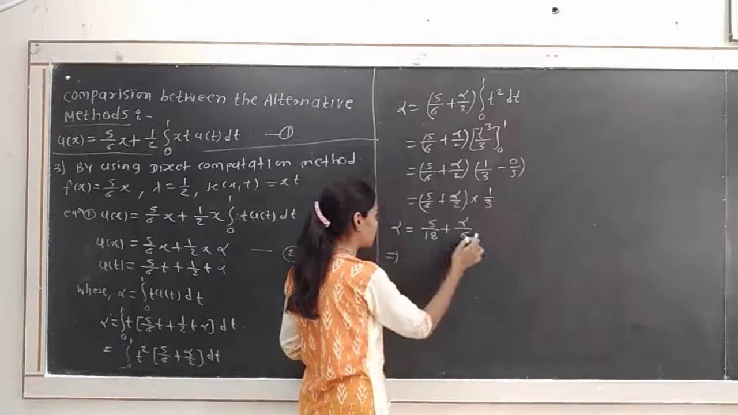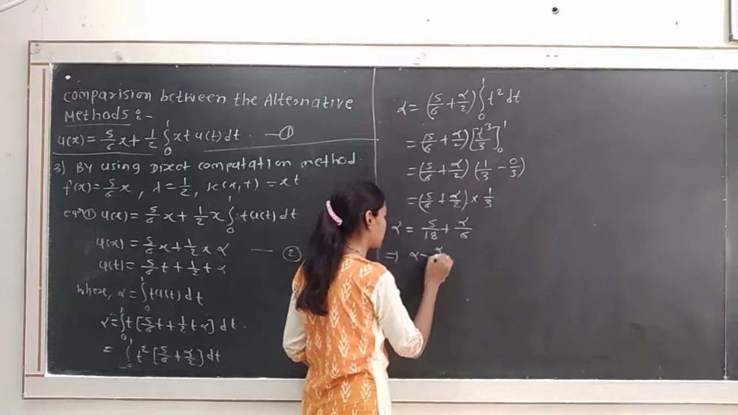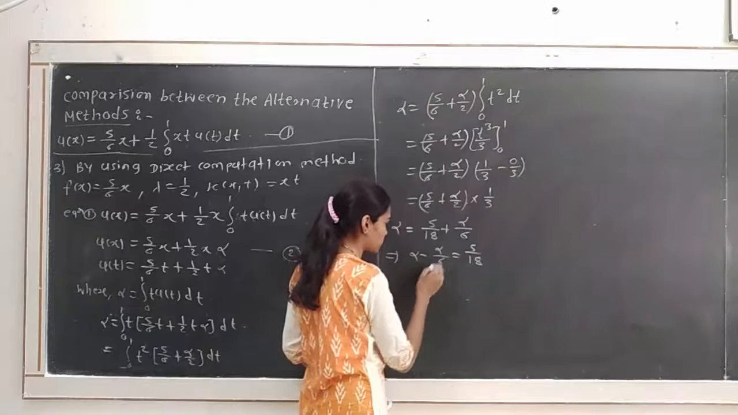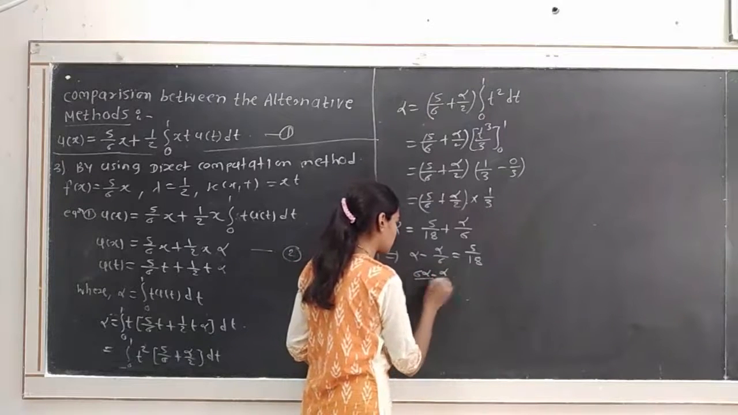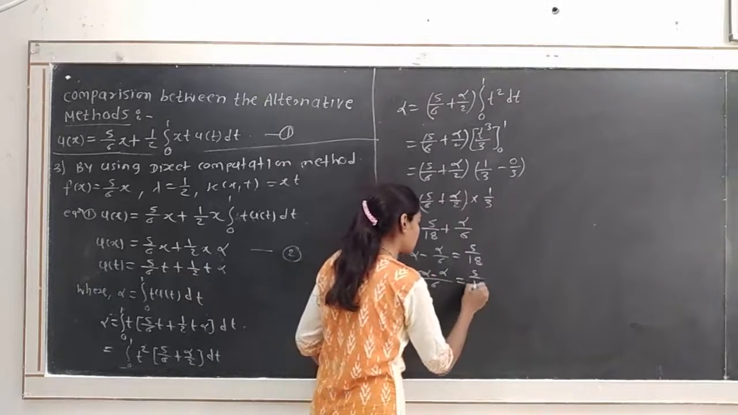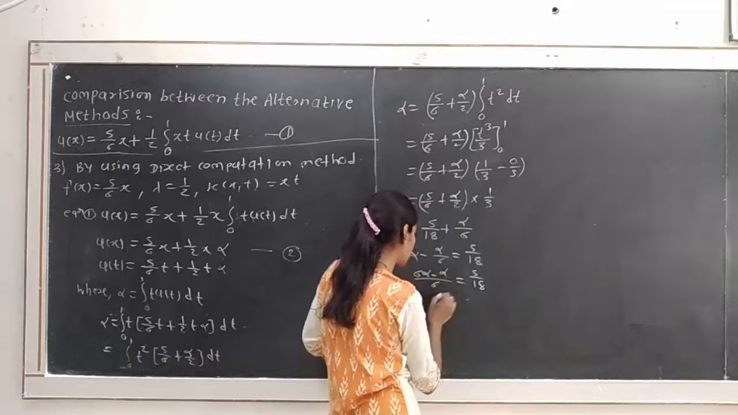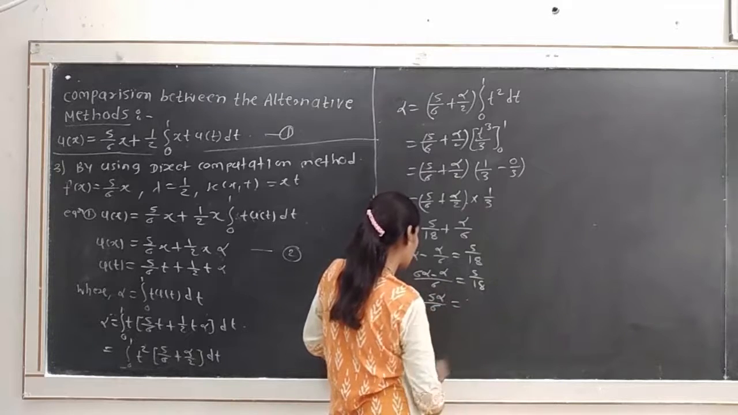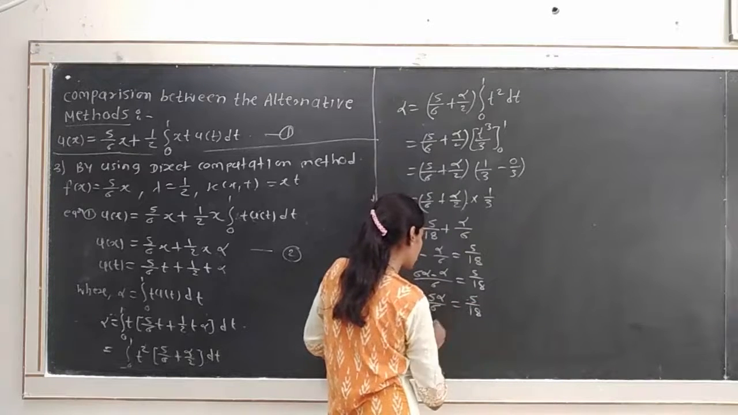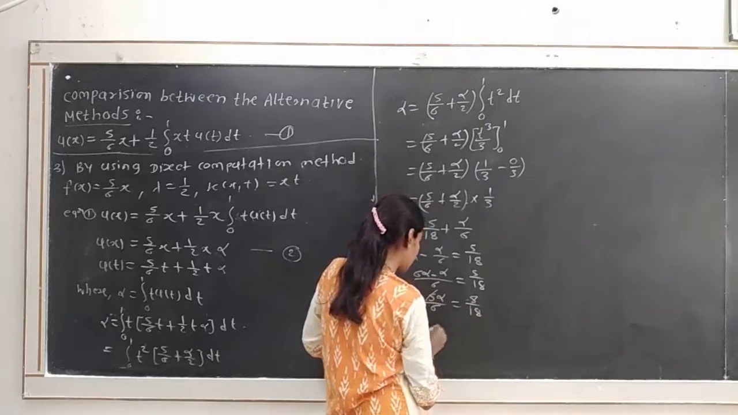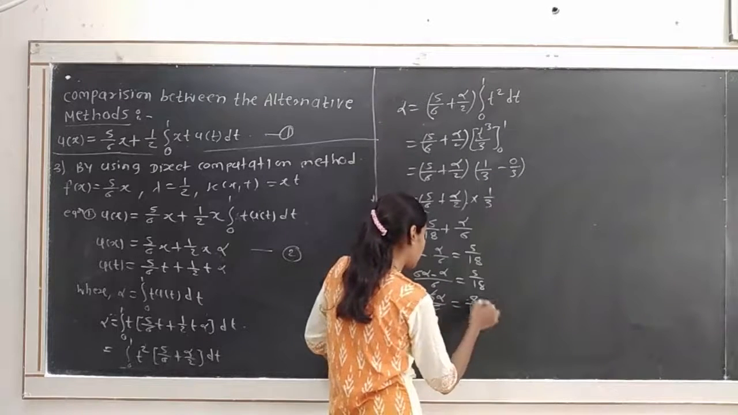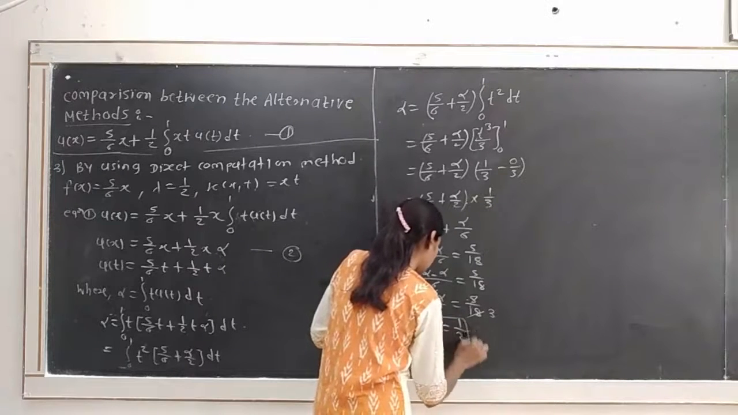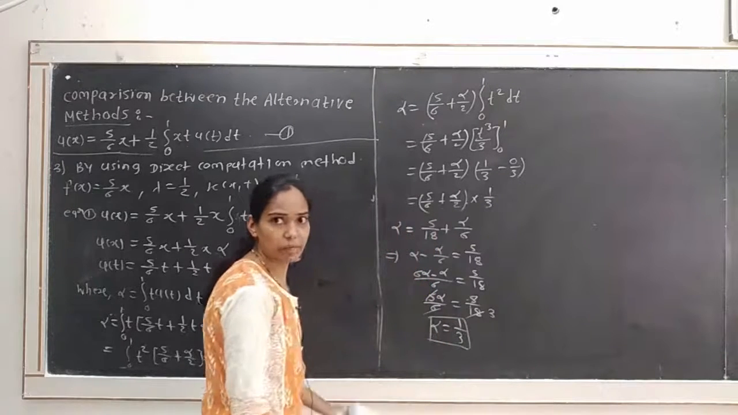By shifting this here, we have alpha minus alpha by 6 is equal to 5 divided by 18. By cross multiplication, 6 alpha minus alpha, that is 5 alpha divided by 6, is equal to 5 divided by 18. So this 5 gets cancelled, and 6 into 3 is 18. So alpha will be 1 by 3. The value of alpha is 1 by 3.